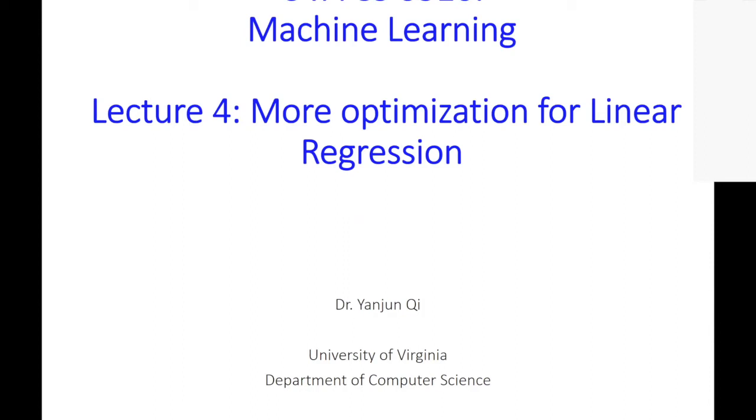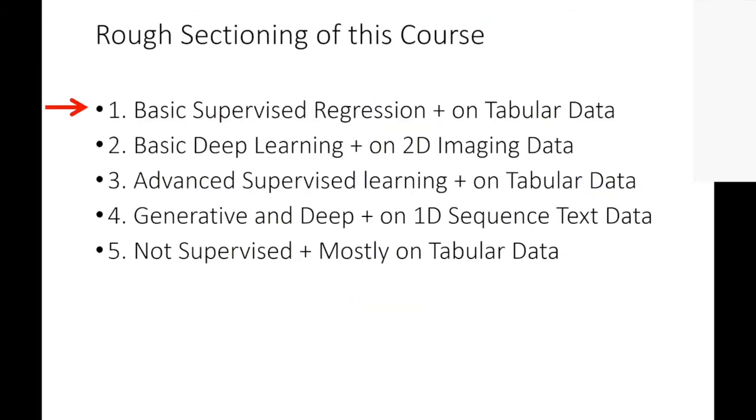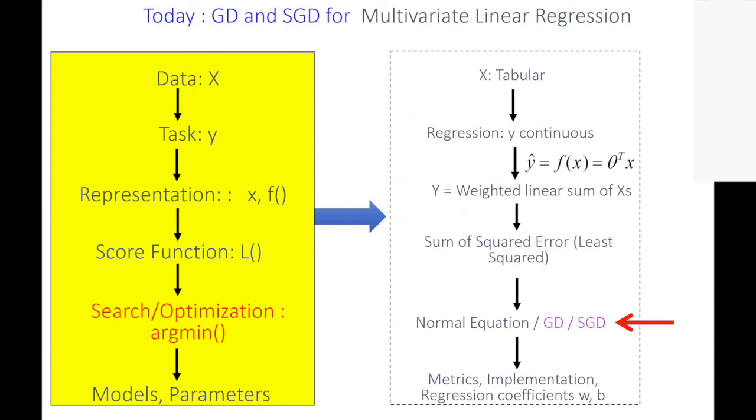So today's lecture 4, I want to cover more advanced optimization for linear regression. This is where we are, still in supervised regression and tabular data. From this nutshell view, today we already finished everything about linear regression. Today we just focus on optimization using gradient descent and stochastic gradient descent. If you remember, in lectures 1 and 2, I did not touch much on optimization. I left it to today to tell you a little bit more about the details.